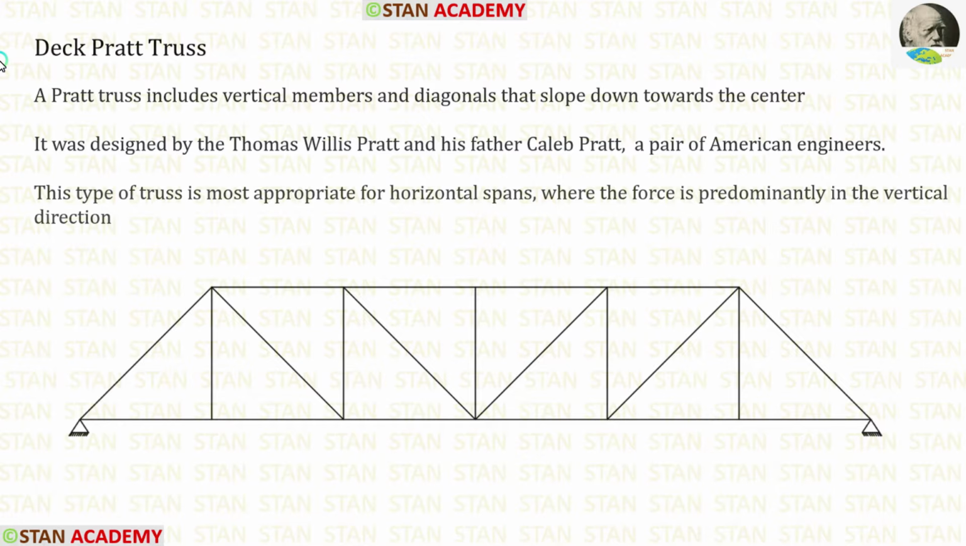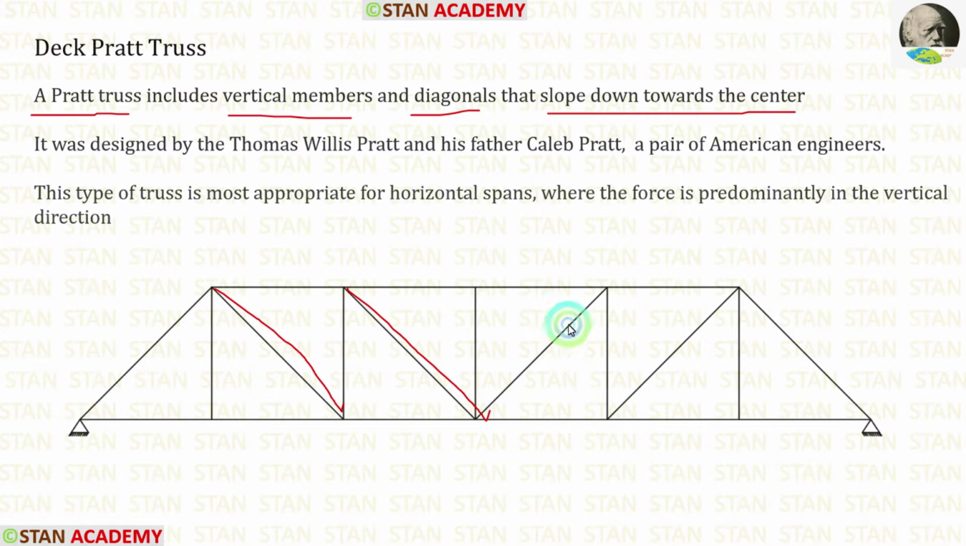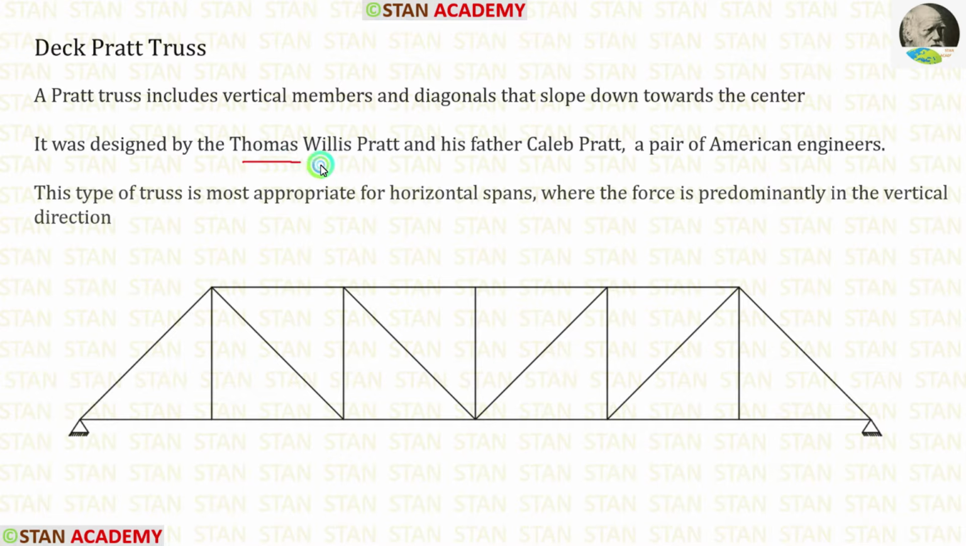Now let's see what is a Pratt truss. In a Pratt truss, there will be vertical members and diagonals. The diagonals slope down towards each other. You can see that the diagonals are sloping down towards each other. The Pratt truss was designed by Thomas Willis Pratt and Caleb Pratt, a pair of American engineers. This type of truss is most appropriate for horizontal spans where the forces are predominantly in the vertical direction.